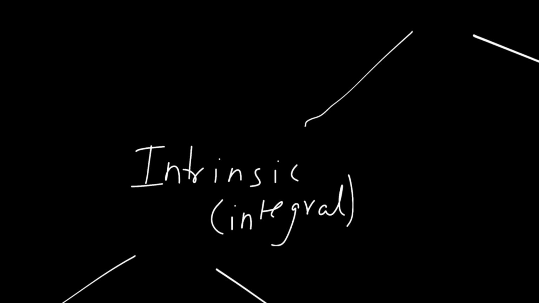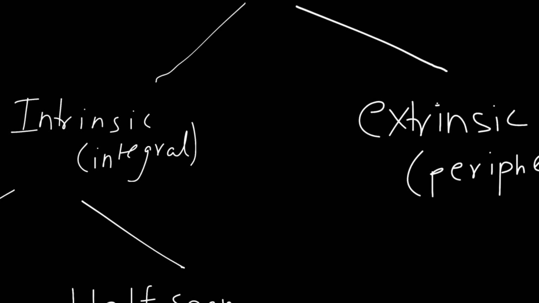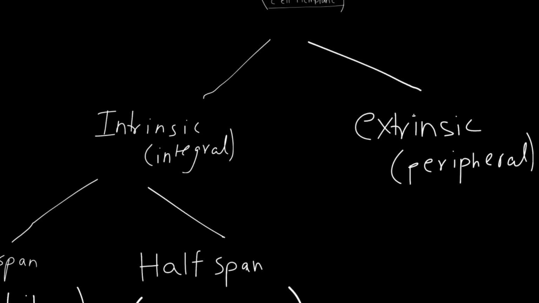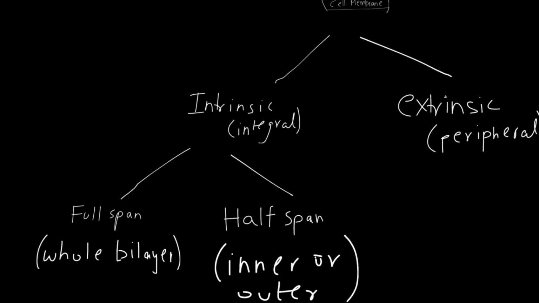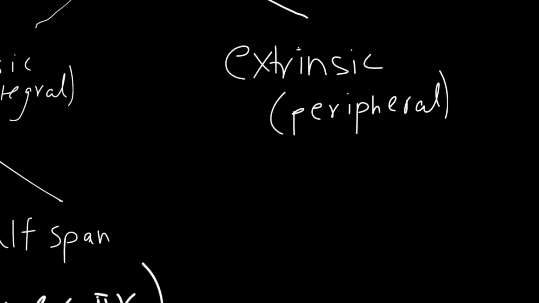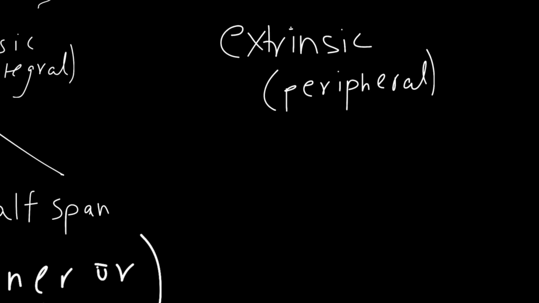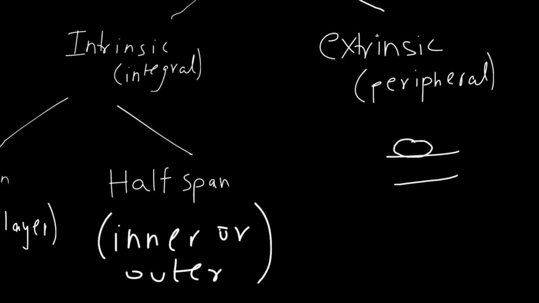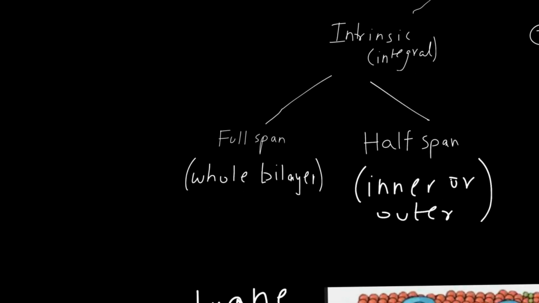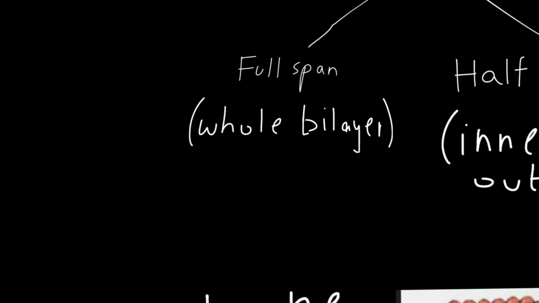So there's intrinsic proteins and there's extrinsic proteins. As the name suggests, one is in the internal part of the cell membrane and one is on the external part, right? So extrinsic proteins are only half span, so they're present on the outer monolayer, like this. So this can be an extrinsic protein, right? However, for intrinsic protein, there's full span and there's a half span protein.